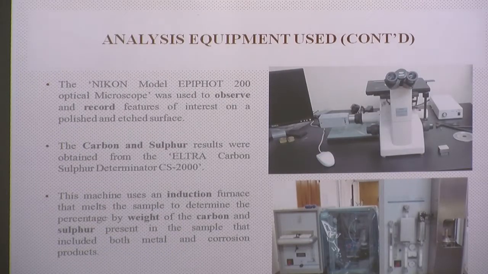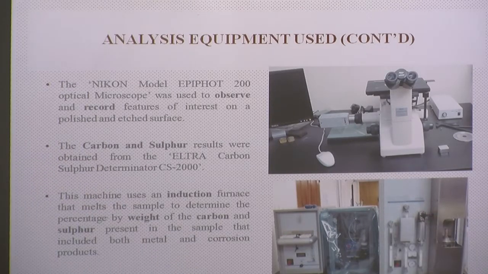Other instruments, this is a microscope. The sample, you want to see the structure of the steel starting to degrade. So again, you need to polish the sample and you can put it under this microscope, so you can observe and report features of interest. Right? It's a carbon sulfur analyzer.